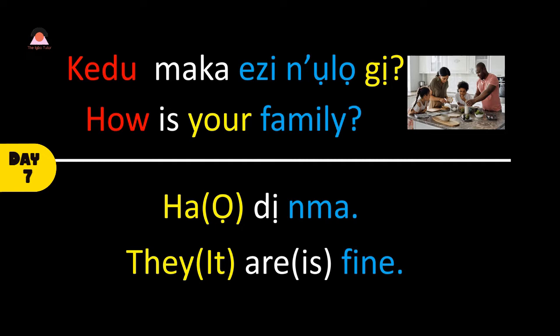Ezi meaning outside the home, ụlọ meaning inside. So if you see your family as comprising many people that are together, you say ha dị mma. But if you see your family as one unit, you say Ọ dị mma. So go ahead and answer this question. Kedu maka ezinụlọ gị? Answer ha dị mma or Ọ dị mma. Either of the two is correct.